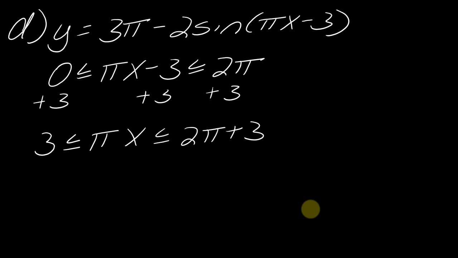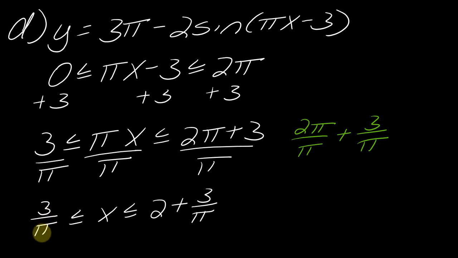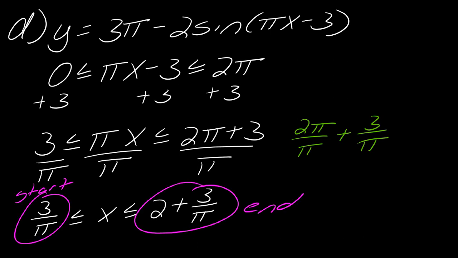First, I'll go ahead and add 3 to all sides, and so then I'm left with this inequality. Divide all sides by pi. Now just be careful when you do this on the right side. This is 3 over pi is less than or equal to x. And then if I just divide this into 2 different fractions, this will simplify to 2 plus 3 over pi. Okay, and so this would be where I'd start, this would be where I'd end.